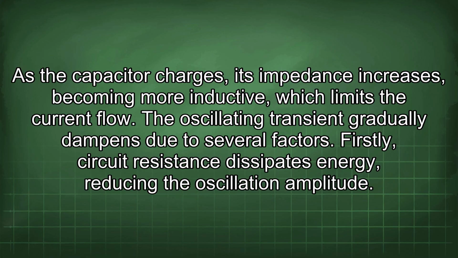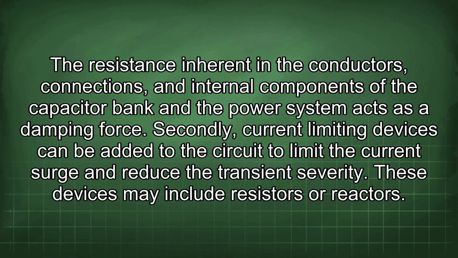The oscillating transient gradually dampens due to several factors. Firstly, circuit resistance dissipates energy, reducing the oscillation amplitude. The resistance inherent in the conductors, connections, and internal components of the capacitor bank and the power system acts as a damping force. Secondly, current-limiting devices can be added to the circuit to limit the current surge and reduce the transient severity. These devices may include resistors or reactors.